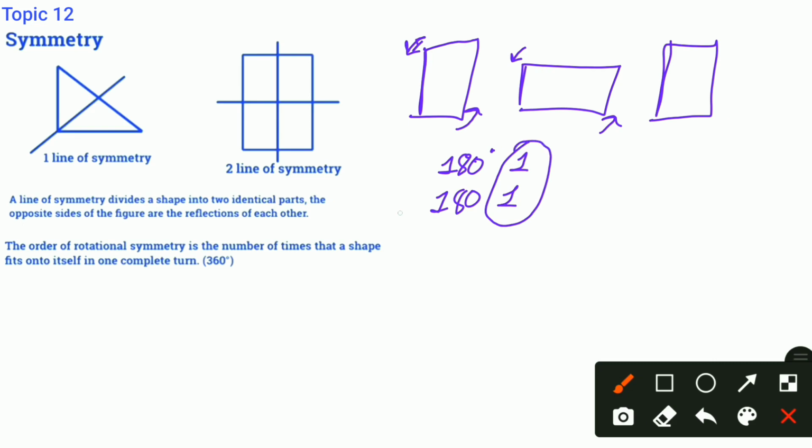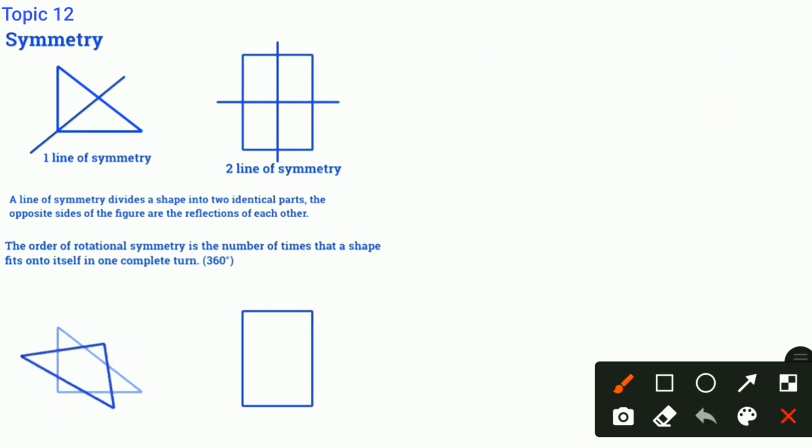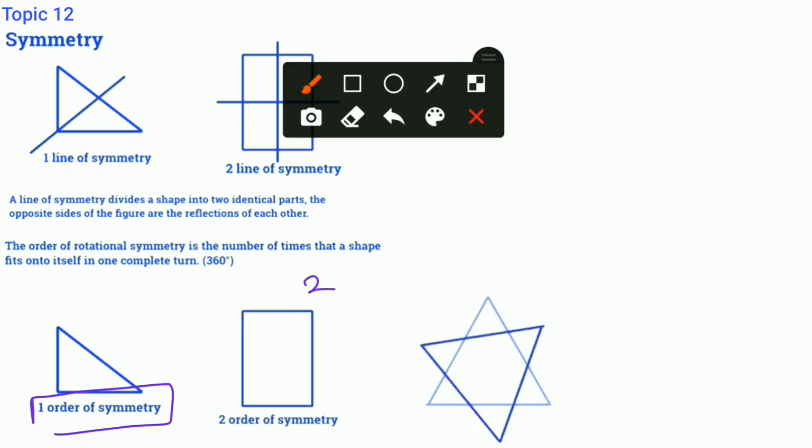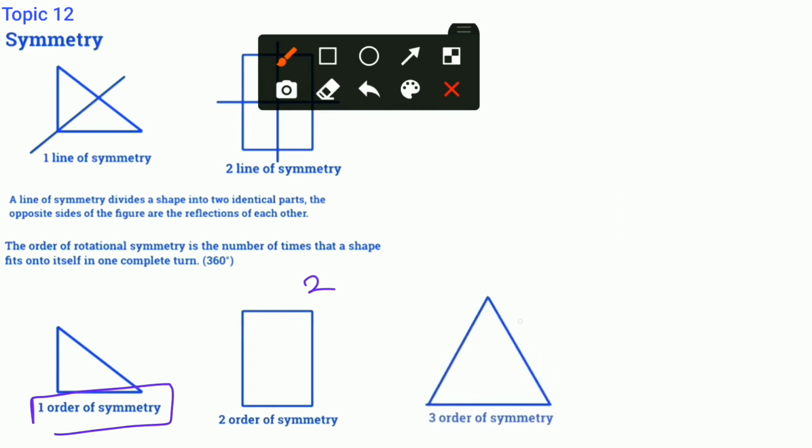The order of rotational symmetry for the rectangle is 2, because the shape will fit onto itself 2 times in one complete turn, in a 360 degree rotation. One order of rotational symmetry. Two order of symmetry, because it fits 2 times. Three order of symmetry, okay. So it fits 3 times in a 360-degree rotation.